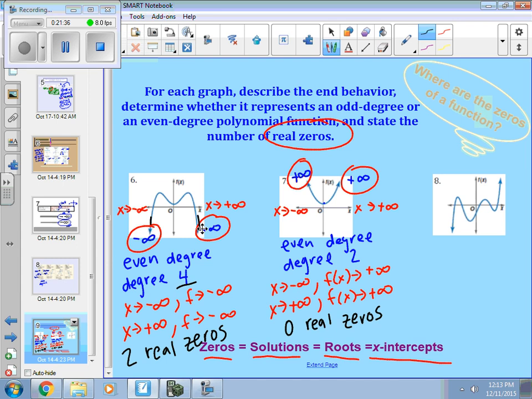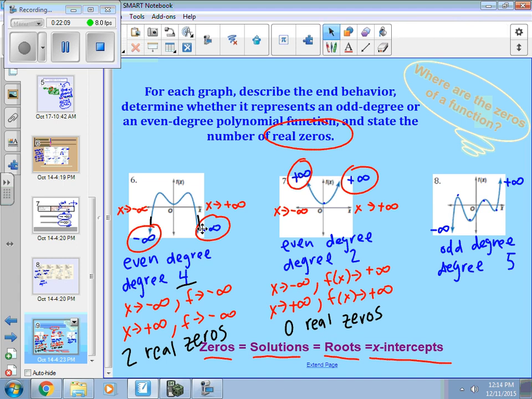All right, why don't you pause the video here, see if you can try number 8 on your own, see what you get. All right, let's see how you did. What are the ends doing? This one's going to negative infinity and positive infinity. Because they're different, this one's going to be odd degree. Let's see what that degree is. We got 1, 2, 3, 4 turns. Degree is always one more. So this one is going to be degree 5. Since it's degree 5, we could have up to 5 zeros, which we'll check later.